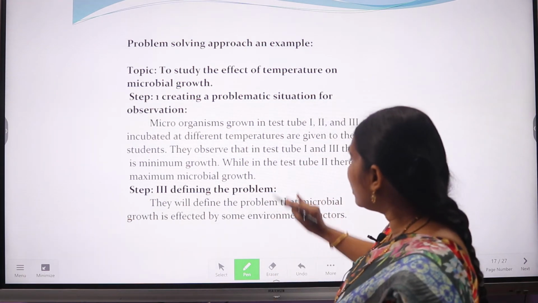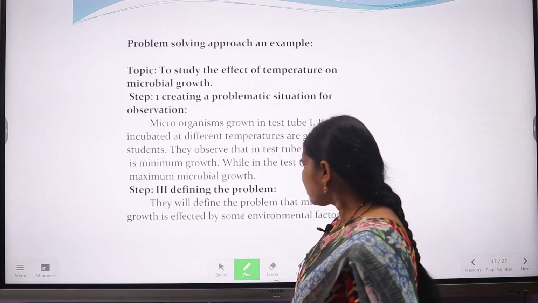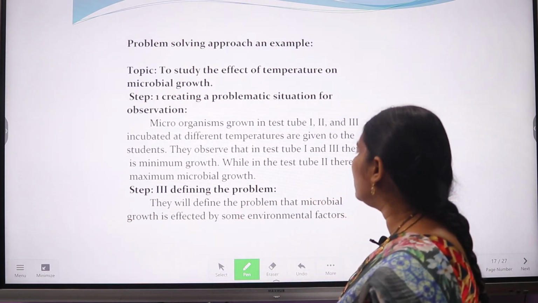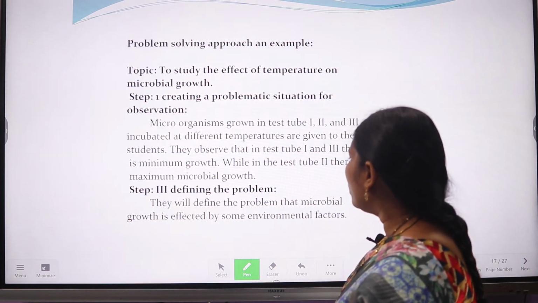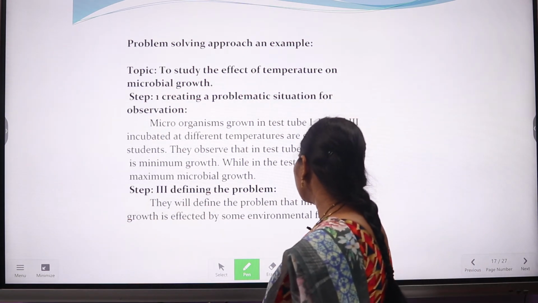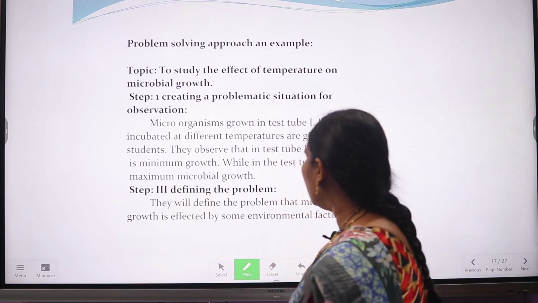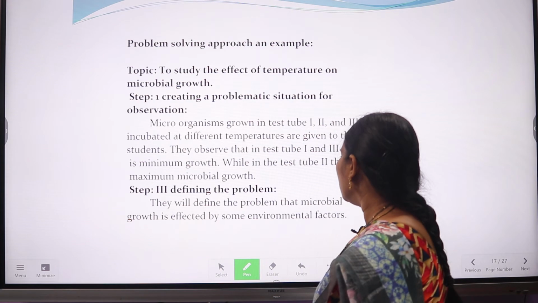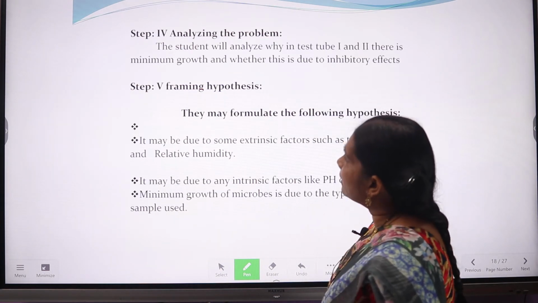Then with this, they are going to define the problem. In defining the problem, they will define the problem by saying that microbial growth is affected by some environmental factors.